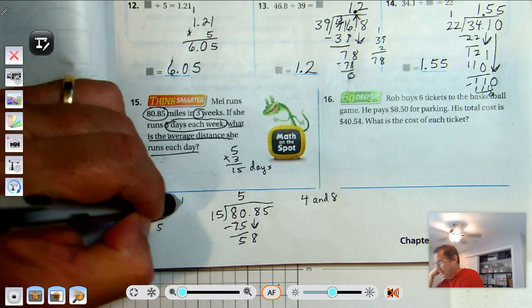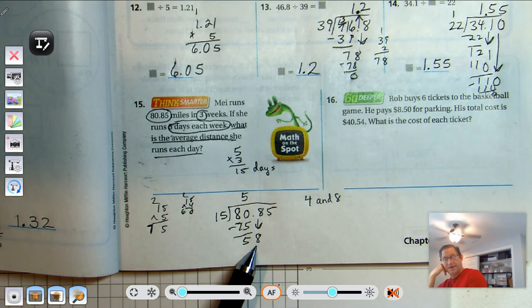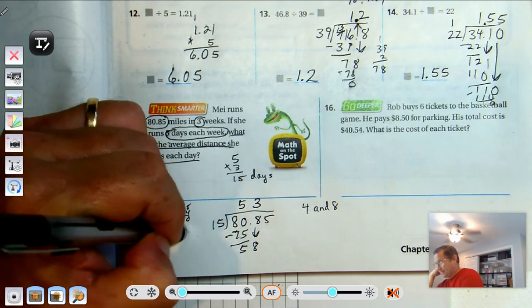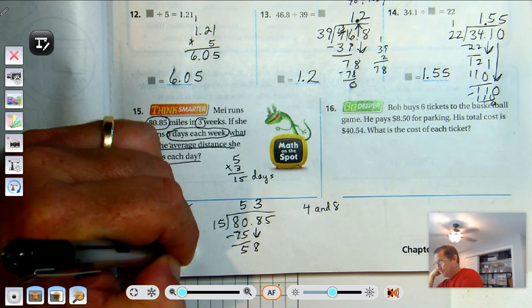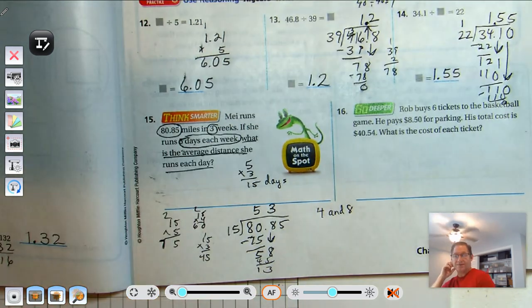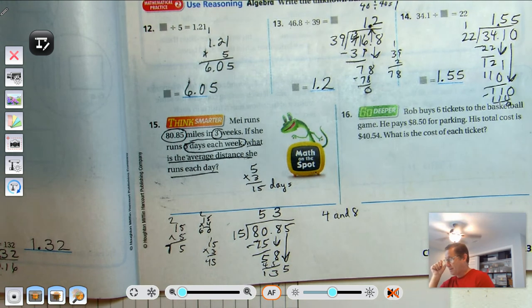4 times 15. Let's see what 4 times 15 is. That's 60. That's too much, right? So it's got to be 3 here. And 3 times 15 is 45. Subtract, we're left with 13, which is less than the divisor. Let's bring down the 5. 5 times what ends in a 5? Well, there's a lot of possibilities, right?